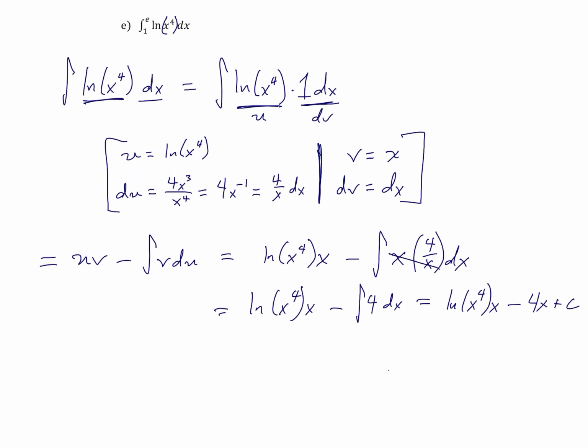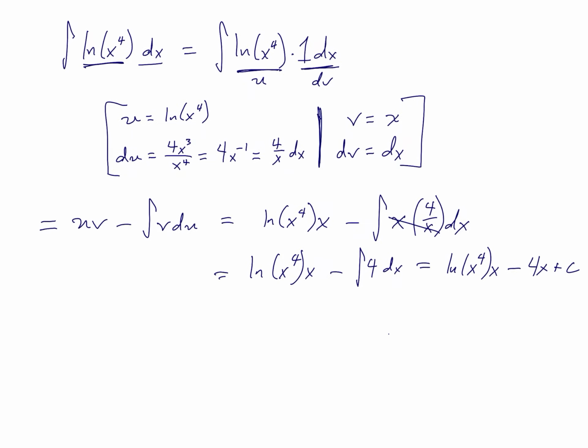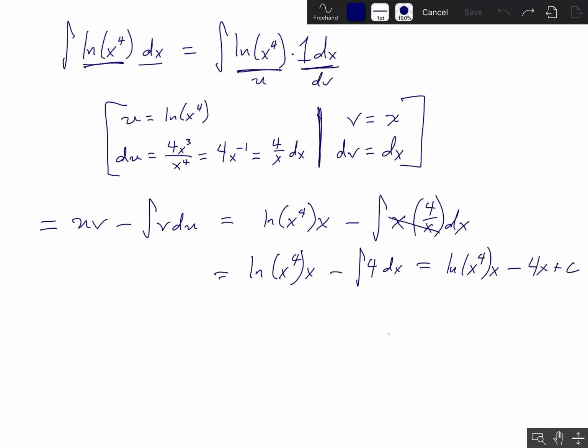Now, we are not quite done, because remember what we wanted was this integral from 1 to e. So we do have integral bounds here. Once you find the antiderivative, which is what we found here, now we can worry about the evaluation step.